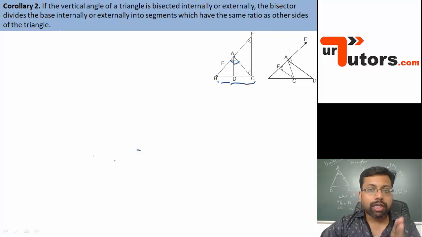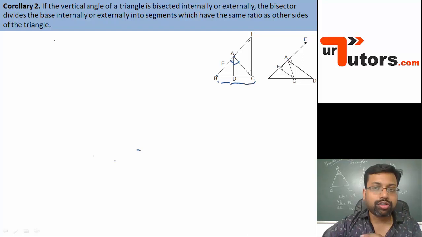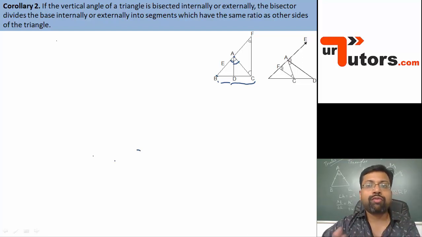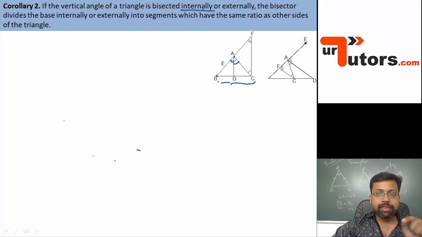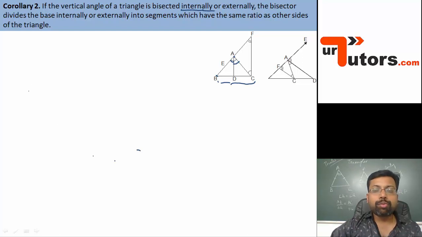So I'm just taking the figure 1 into consideration. Okay, we are not going to concentrate on the figure 2 as of now. We are going to take only the internal division in the first instance. So triangle ABC is there. AD is the internal bisector of the angle A, and in that case we have to prove that BD by DC is equal to AB by AC.